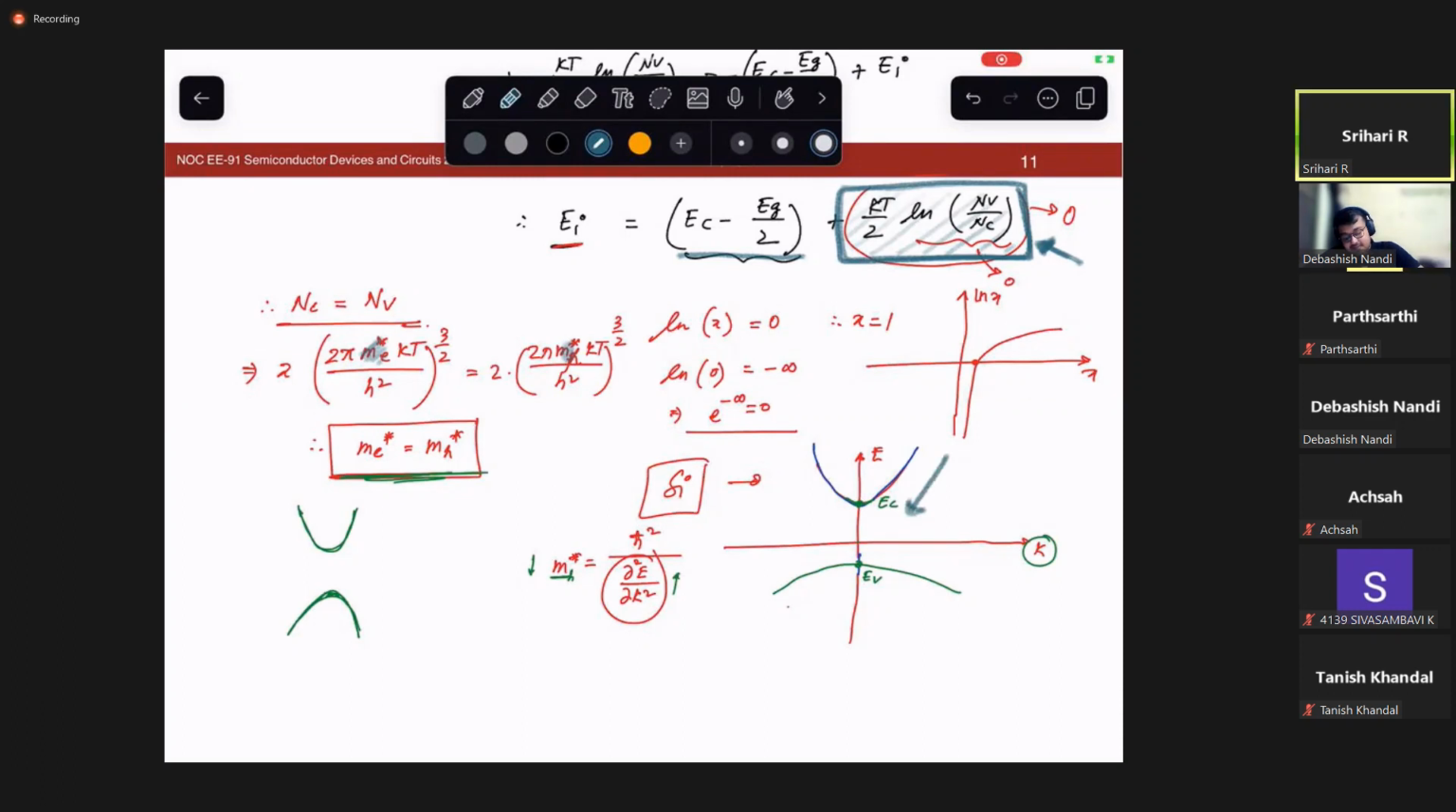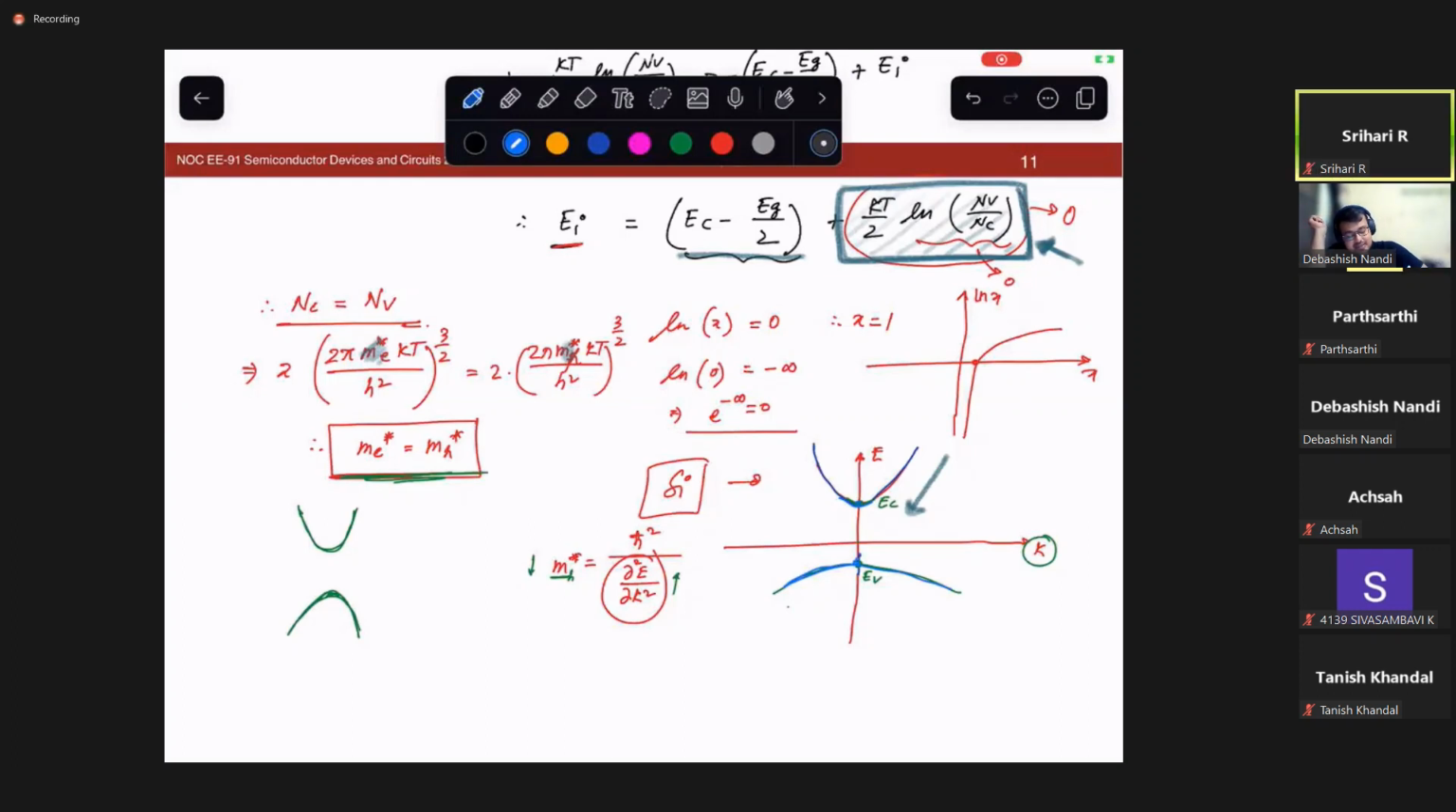Generally, for an intrinsic semiconductor, there is an offset from the middle, either above or below, depending on the material. It will never be exactly in the middle, because the two curves are very random. The band structure is an abstract quantity, and a lot of computation is needed to find it out. So you will never get exactly the same effective mass anywhere.